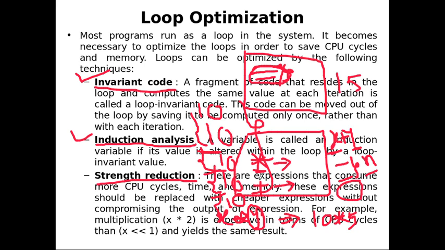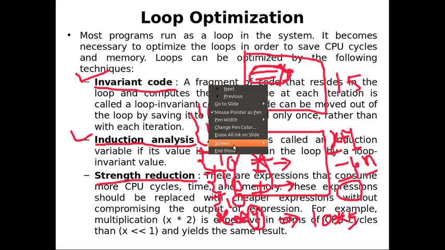So that's why, if possible, strength is reduced. Strength in the sense, we already know the number of clock pulses required for multiplication is more than for plus. So the number of clock cycles is reduced. That is technically called strength reduction.